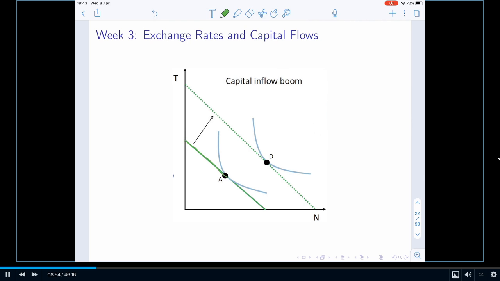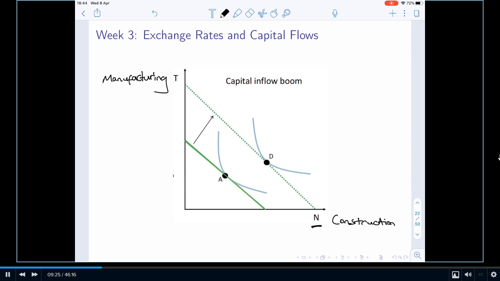So this green line here represents a production possibilities frontier for whatever economy we're considering. So let's say it's Spain. So clearly it shows that there's a trade-off between producing output in the non-tradable sector, so this could be like construction, and the tradable sector, which you could think of as manufacturing.